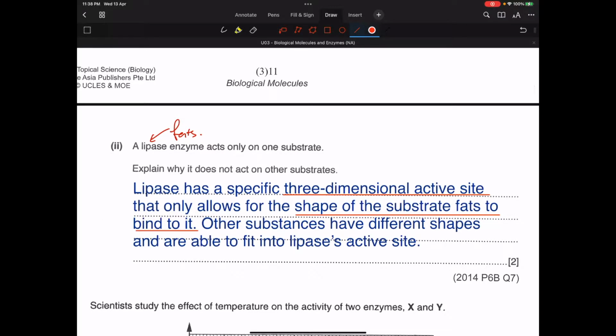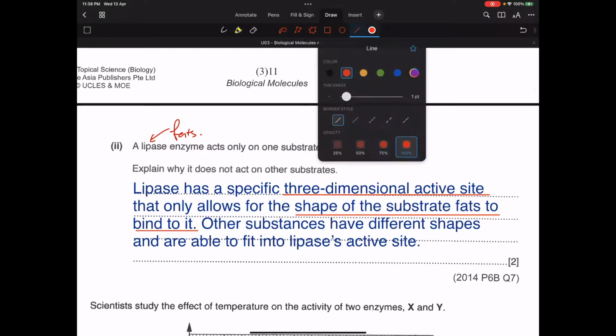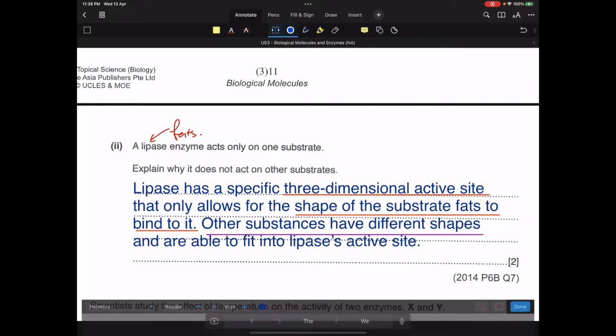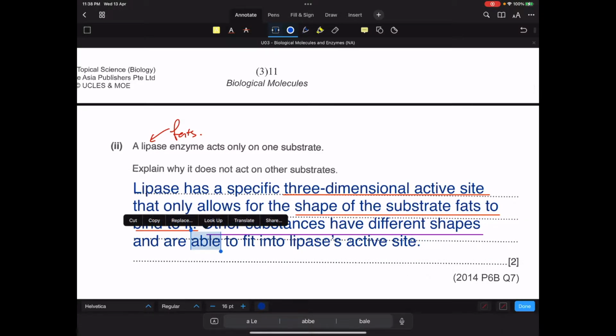Subsequently, we're going to state down, and I'm going to use a different color to show, that other substances have different shapes and are, oh, there's a typo over here. I'm going to adjust it. That the different shape of the enzymes are not able to fit in over here.